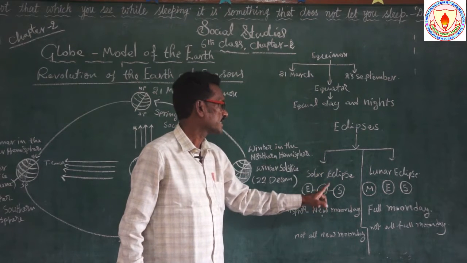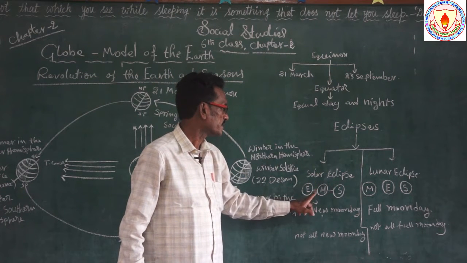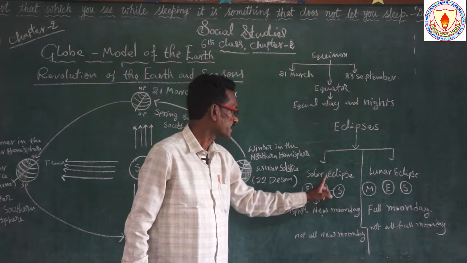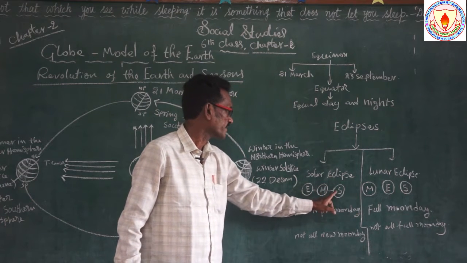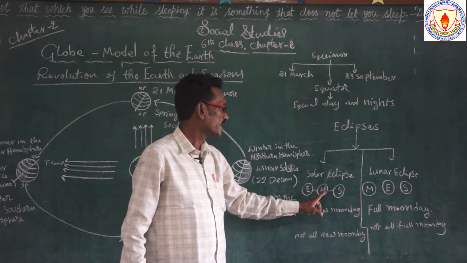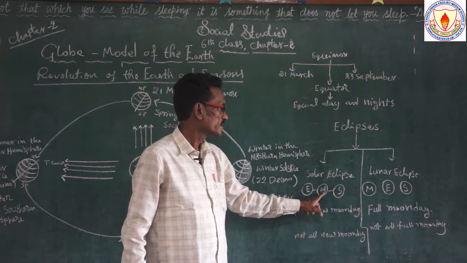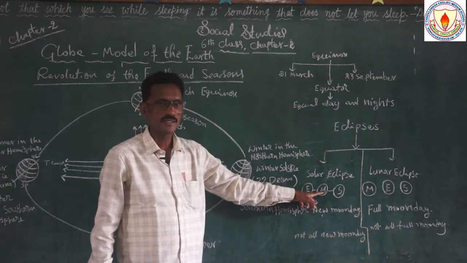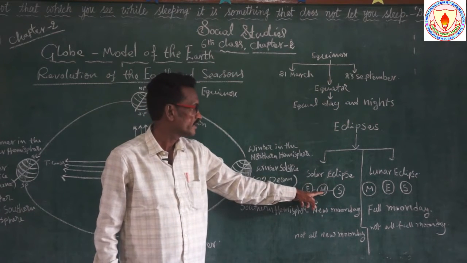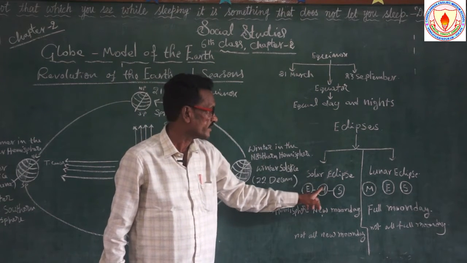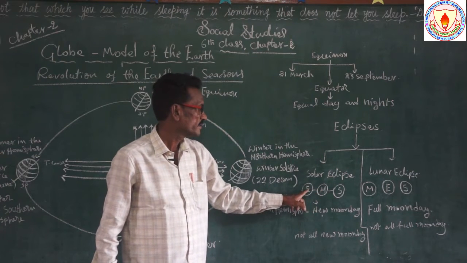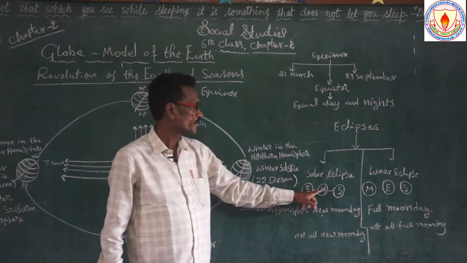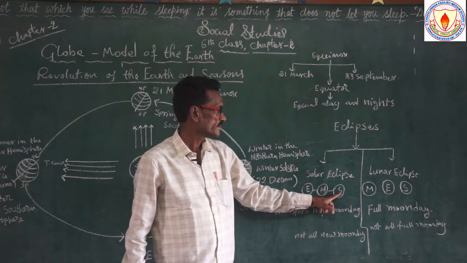So when the solar eclipse happens, these come into a straight line. When the moon comes into the middle position, they come into a straight line, and a solar eclipse occurs. See here, this is the earth, moon, and sun.